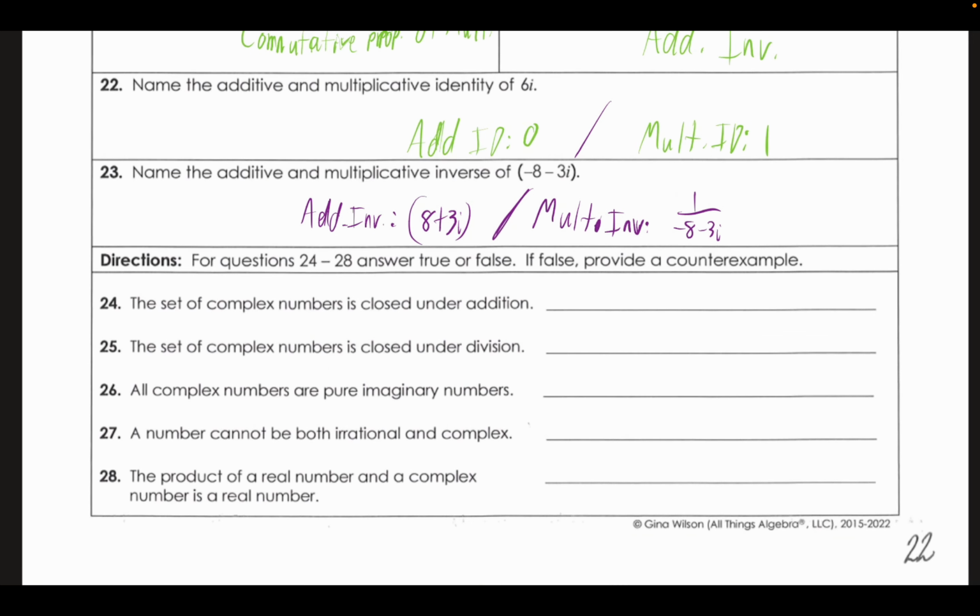Now we're going to put true or false on these next 5 problems, and if it's false, we'll provide a counterexample. The set of complex numbers is closed under addition. What closed means is that if you perform the operation, in this case addition, between 2 complex numbers, you will 100% of the time get another complex number. And the answer is that it is true. Since every single number ever is a complex number, that means if you add 2 complex numbers, you'll get another complex number. So if you add any 2 numbers, it's still a complex number.